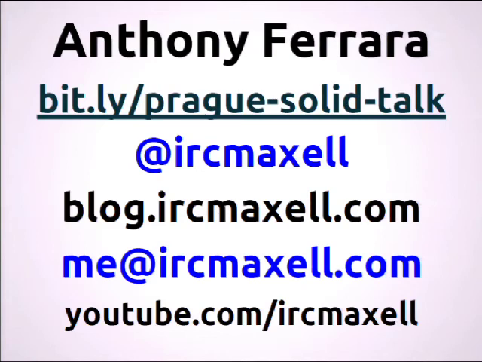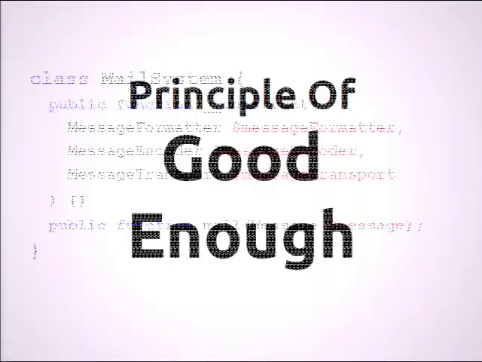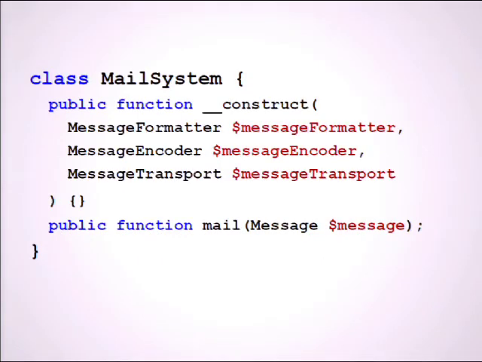But where I want to go, though, is this class right here is using dependency injection. It's not using a container, but it is using dependency injection. How do I know? If we look at the interface, how do we know that this is using dependency injection? The interface is right here. No, you have to look at the class.